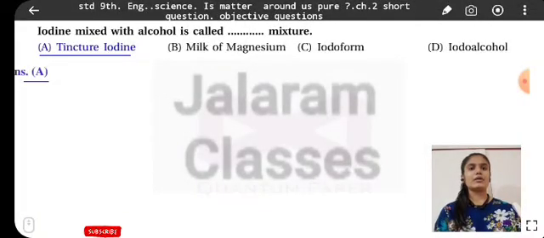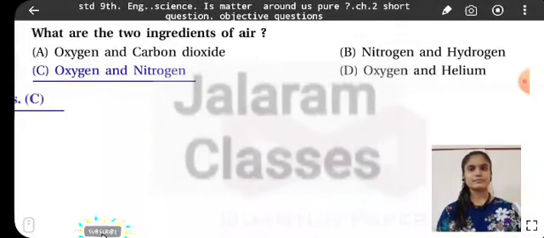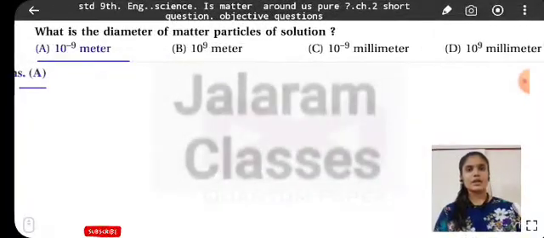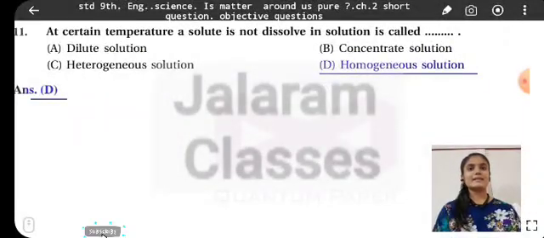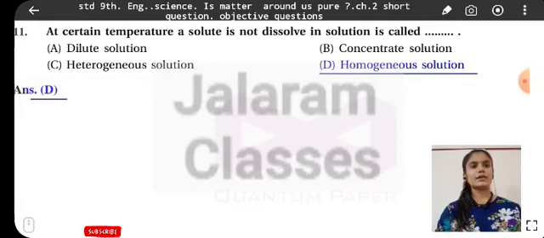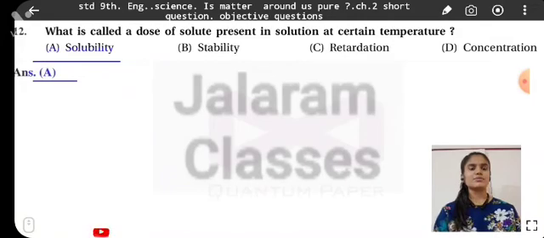Iodine mixed with alcohol is called tincture of iodine. Tincture iodine mixture. What is called a mixture made up of carbon dioxide and water? Soda water. What are the two ingredients of air? Oxygen and nitrogen. What is the diameter of matter particles of solution? 10 raised to minus 9 meter. At certain temperature, a solute is not dissolved and solution is called saturated solution. What is called the amount of solute present in solution at certain temperature?